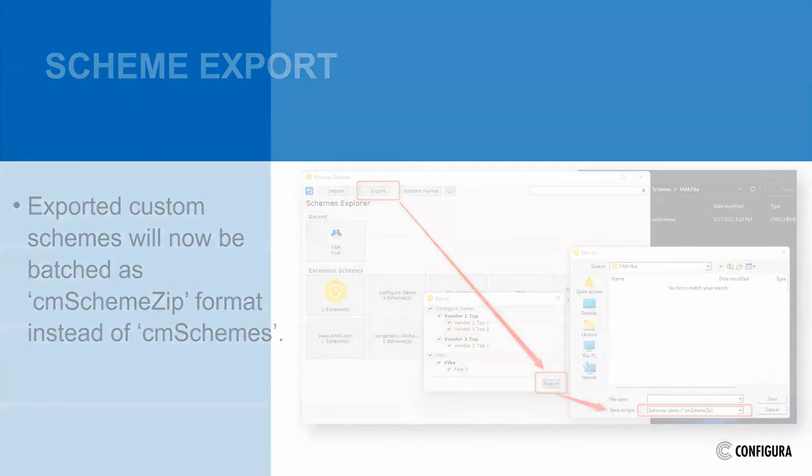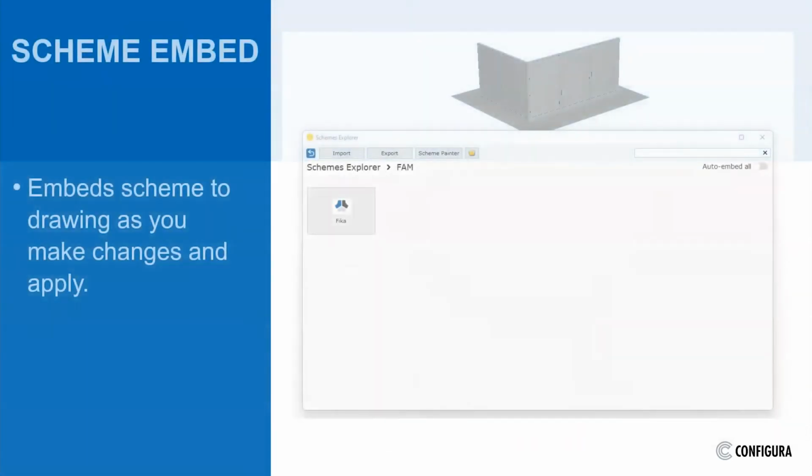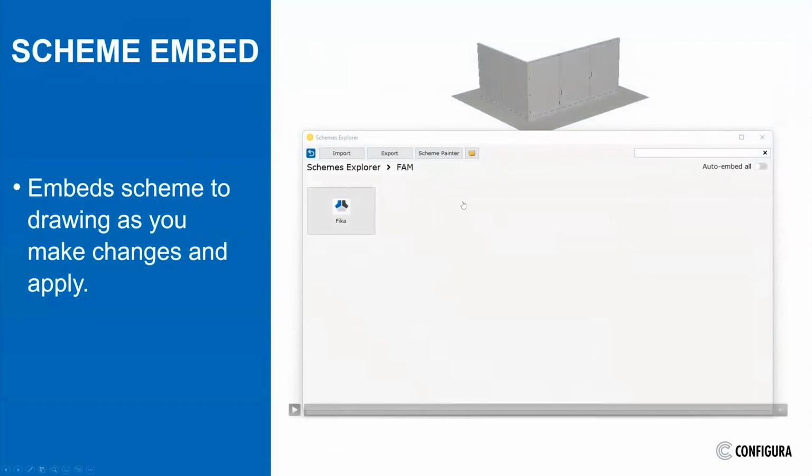Now, another new feature that we have is just a minor UI change. In Schemes Explorer, there's a new auto embed all toggle. Just think of it like a centralized toggle. Imagine you have a lot of schemes here. It makes it convenient to work with, so you do not need to go into each and every one of them just to make it automatically embed to the drawing.